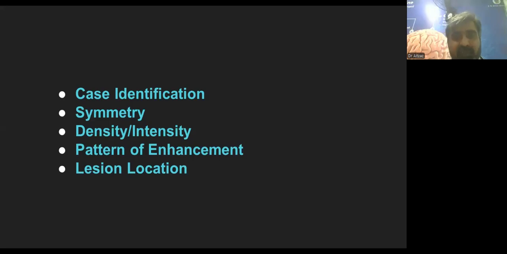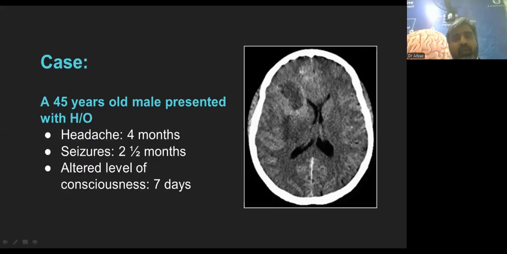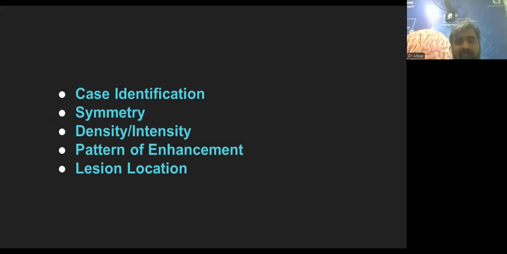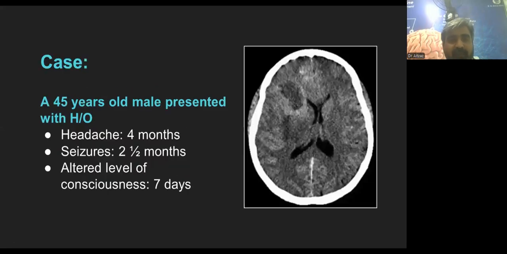Then we will see what kind of extra-axial lesion, their pattern of enhancement, and what is the pattern of enhancement in the intra-axial lesion location, and last, after doing all these things. So these are the objectives of today's presentation and today's class. So now comes the case.